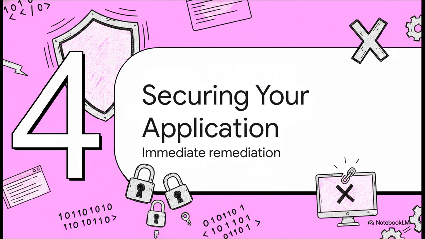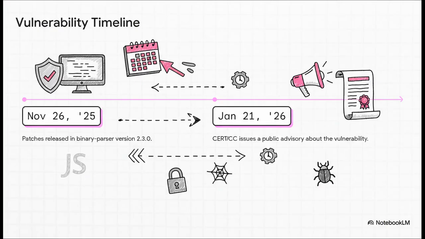Okay, enough doom and gloom. We understand the threat. We know how it works. Now for the most important part. How do you protect yourself? Let's walk through the steps you should be taking, like, right now. First, a little context. The patch for this was actually released way back in November of 2025. The big public warning from CERT came a couple of months later. So the fix has been out there for a while, but you'd be surprised how many projects still haven't updated.